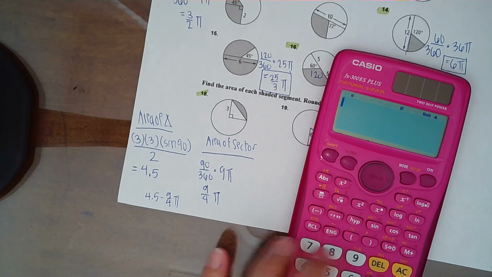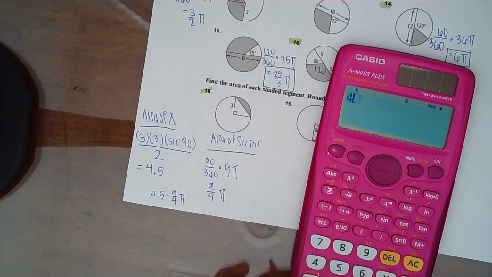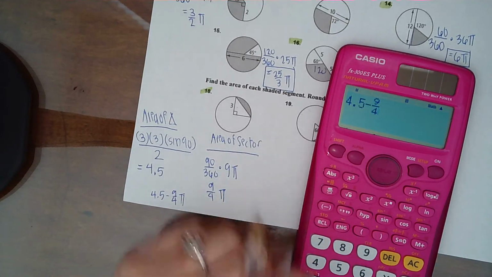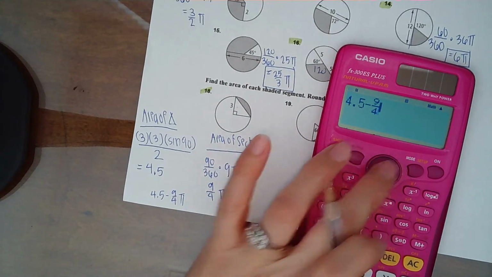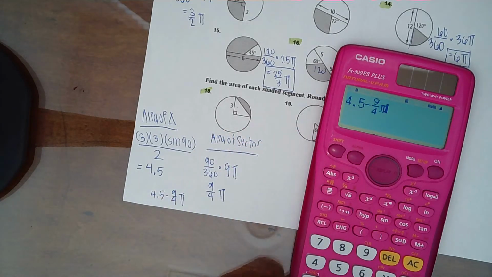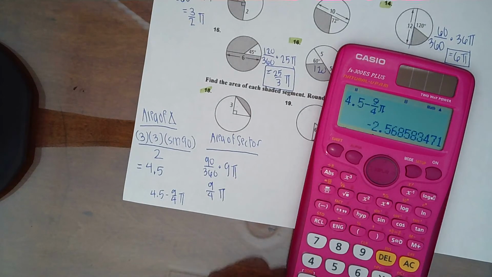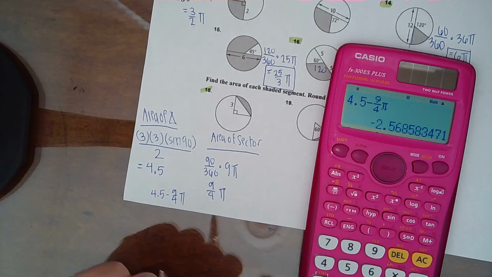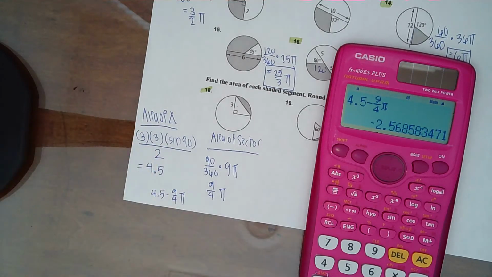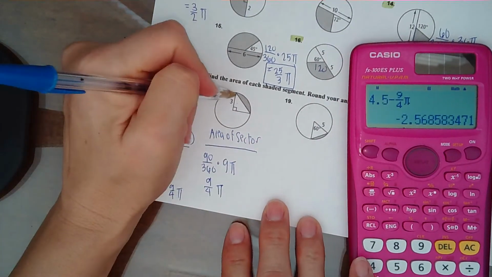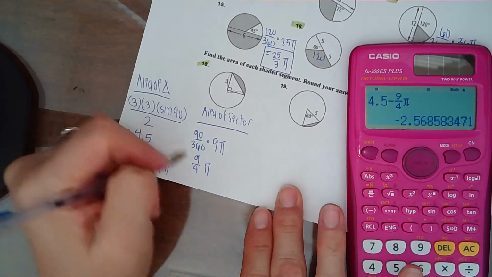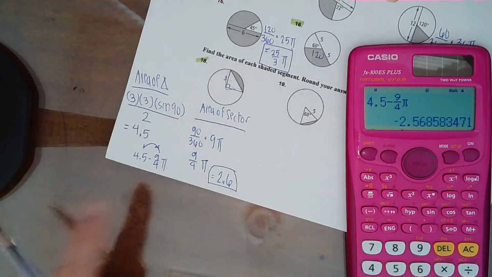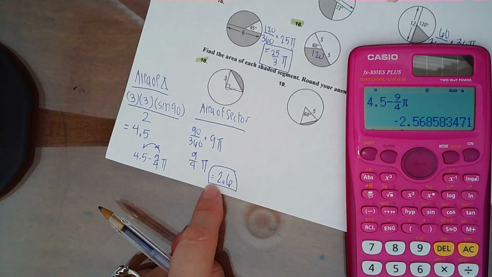So we'll do 4.5 minus 9 over 4. And then I'll toggle over and put my pi symbol in. And then I will hit enter. I think it should not be negative. Oh, it's because I did it the wrong way. You're supposed to do the area of your sector minus your triangle. Sorry, flip-flop that. And your answer will be about 2.6. Notice I didn't leave it as a subtraction sign this time. I just went ahead and solved it.